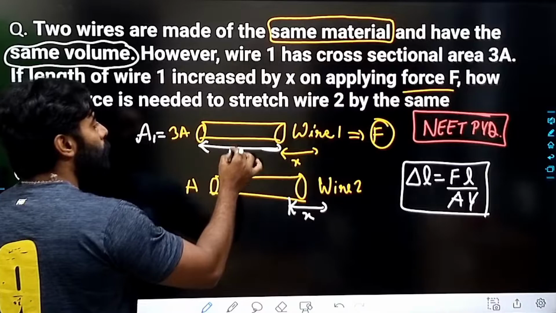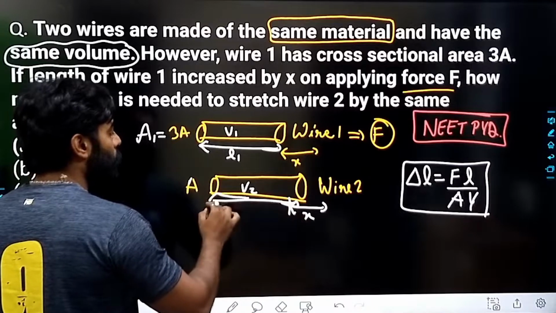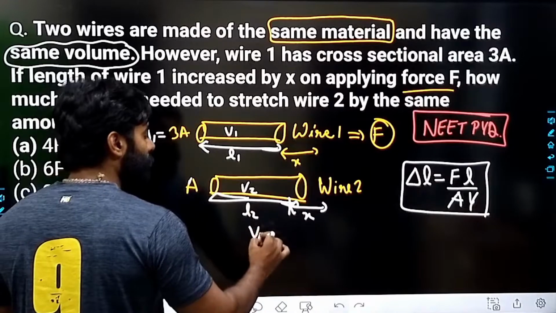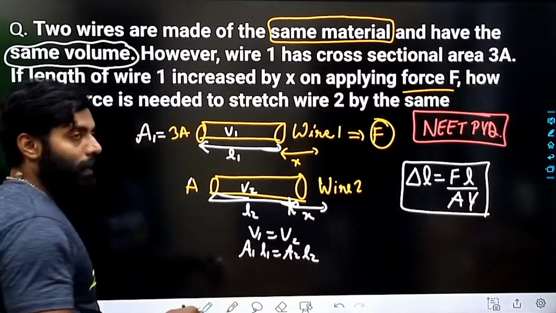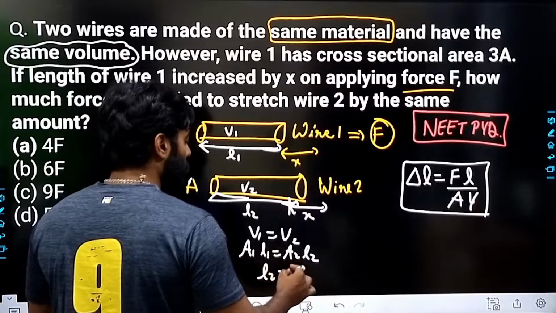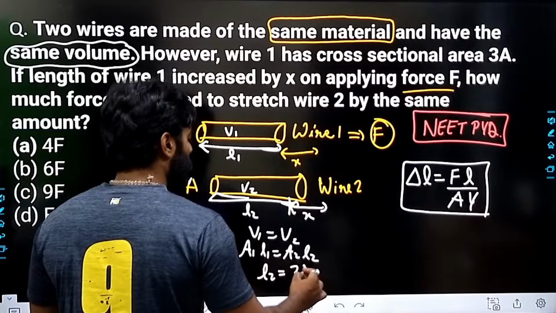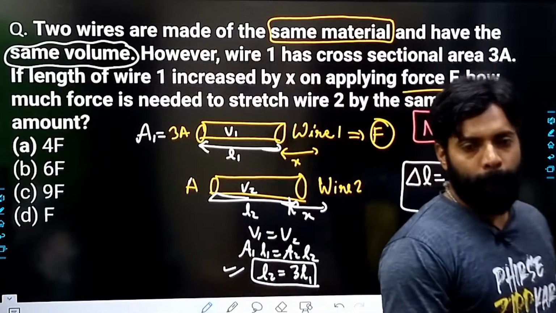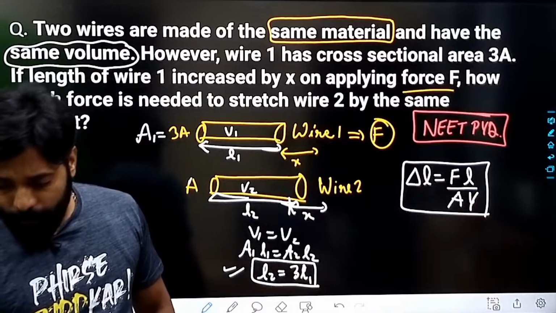this length is L1, so I can consider this volume is V1. If this volume is V1, this area is A2 and this length is L2, then what will be the length L2? So I can say that if V1 is equal to V2, then A1 L1 is equal to A2 L2. And if these two things are equal, then L2 will be equal to 3L1. Length will be triple, right? So its length will be triple.